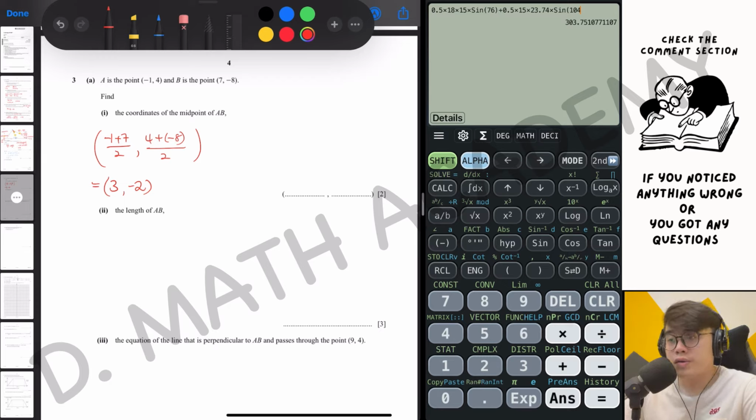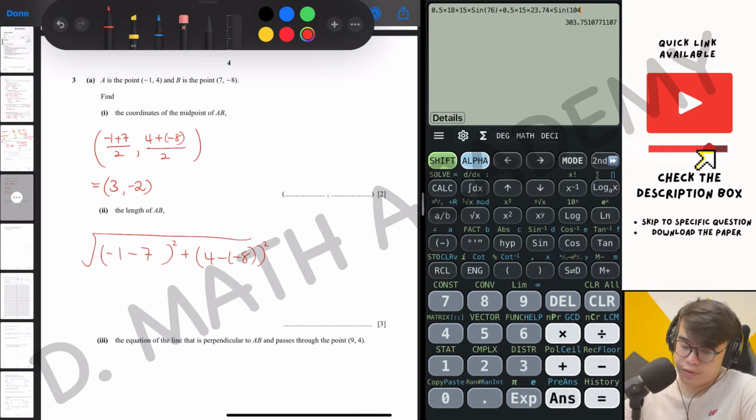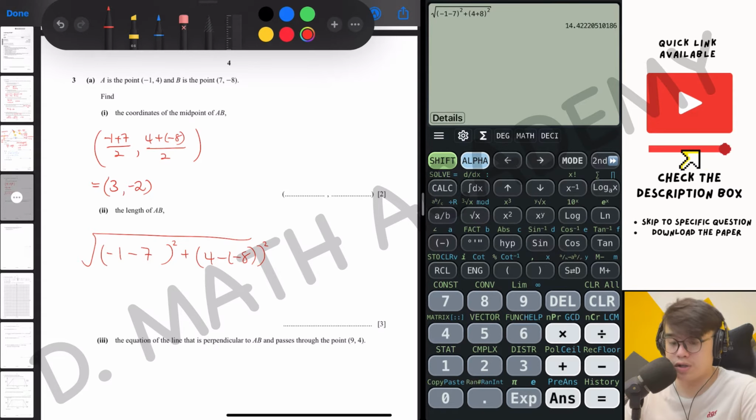Moving on, they were looking for the length of AB. So this one is quite straightforward. It's up to you how you want to do it. There's no right or wrong here. So let's double check our results. After you square it, add it back with 4 plus 8 square. So you get your answer as 14.4.